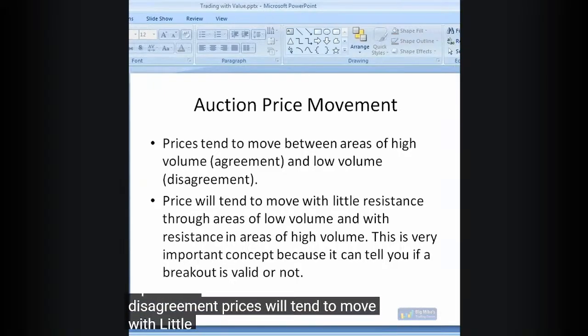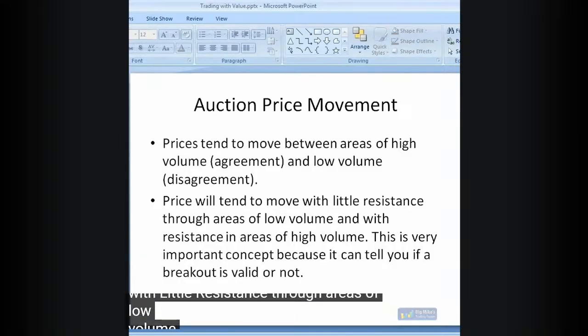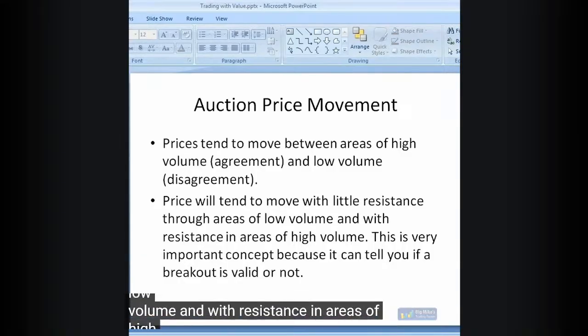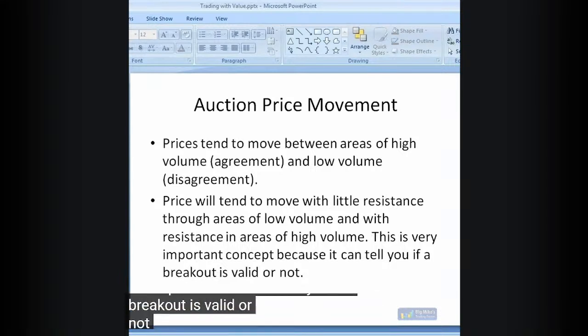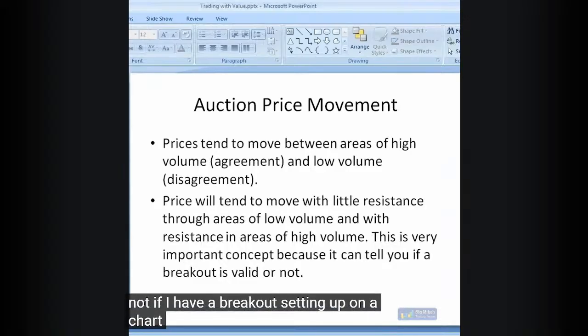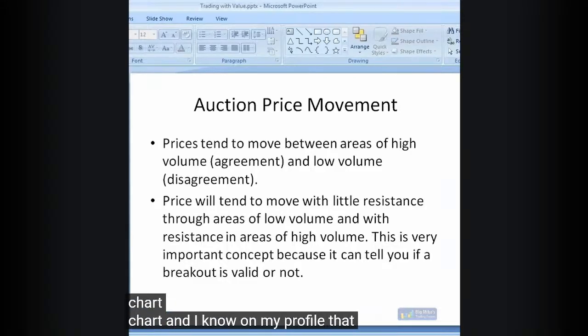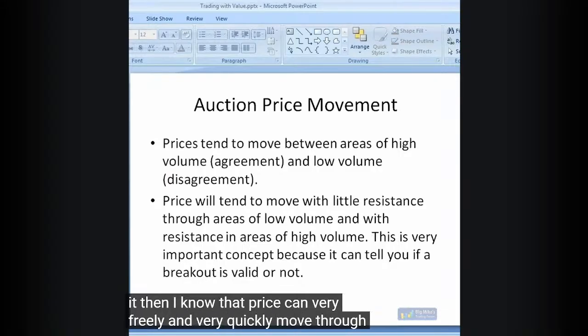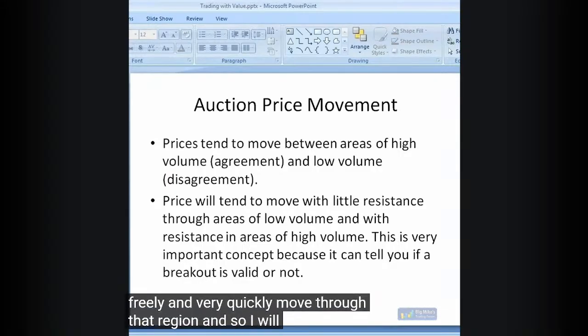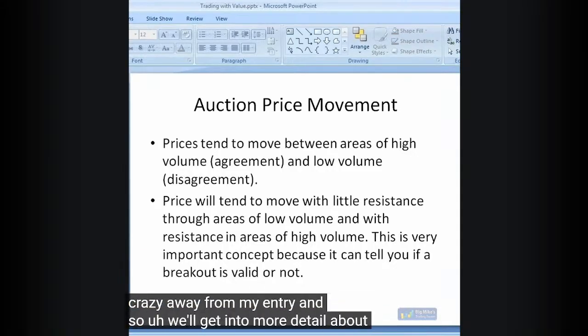Prices will tend to move with little resistance through areas of low volume and with resistance in areas of high volume. This is a very important concept because it can tell you if a breakout is valid or not. If I have a breakout setting up on a chart and I know on my profile that there's nothing but low volume behind it, then I know that price can very freely and very quickly move through that region. So I will try to trade breakouts into low volume because I want that price to move like crazy away from my entry. We'll get into more detail about this as we go forward.